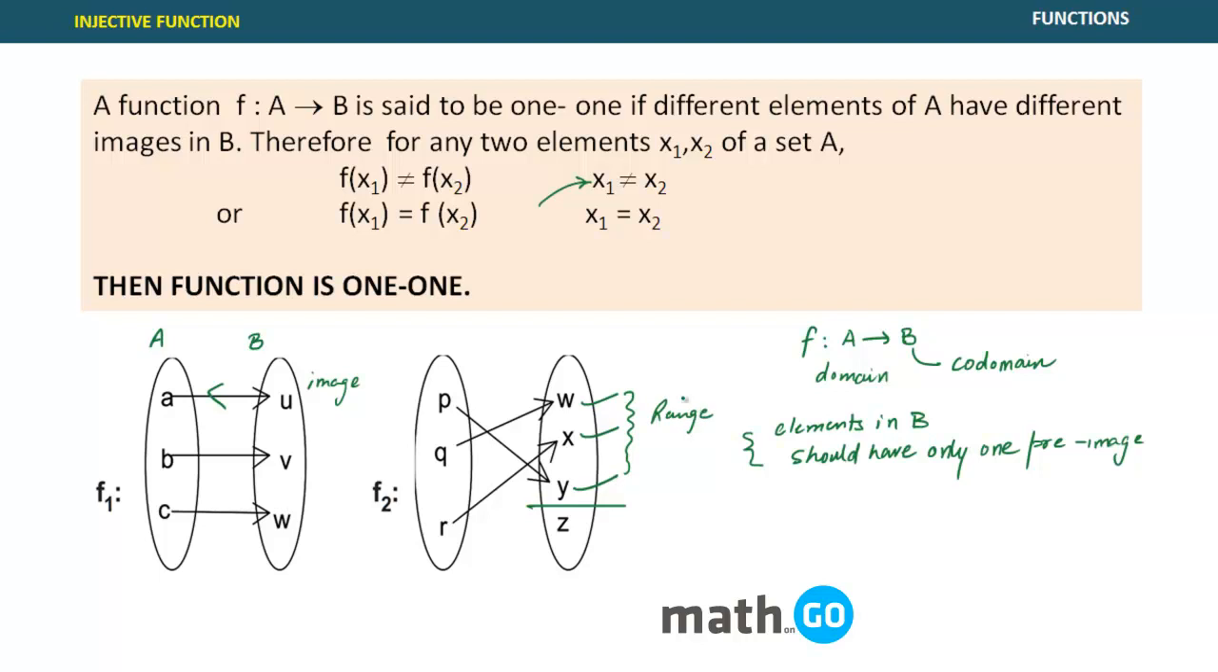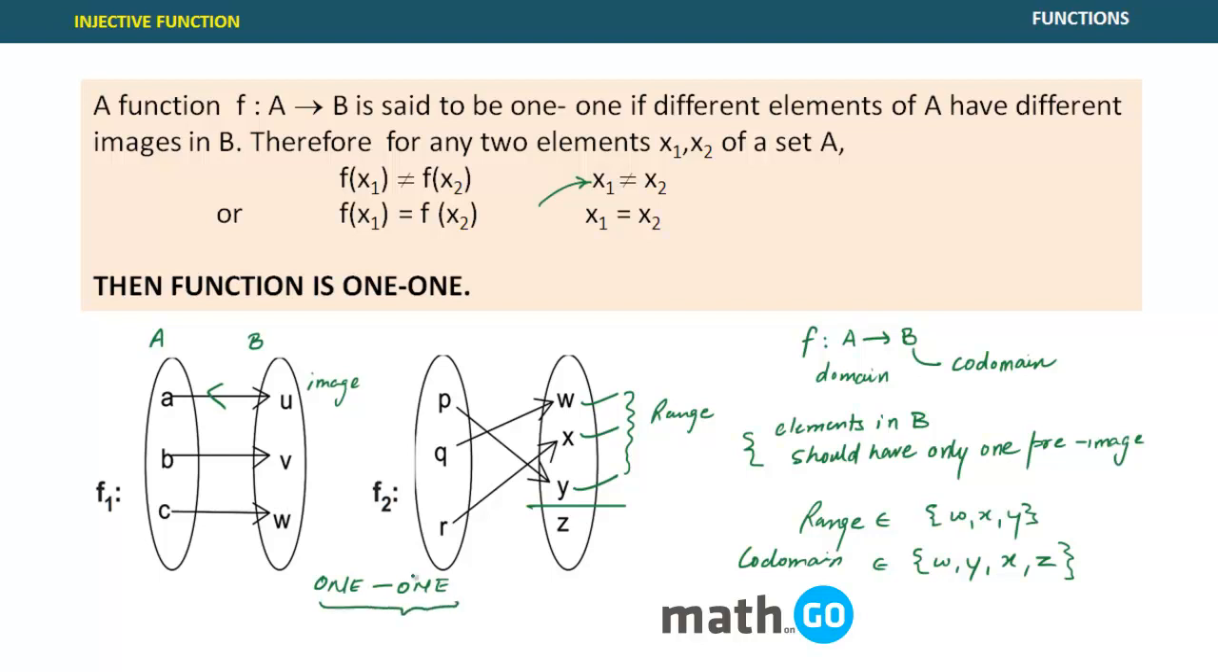We'll talk about this much more in the onto function. So these three values are the range. That is, if I have to talk about range, the range of this particular function is nothing but W, X, Y, whereas the codomain is the entire set, right? So you'll add W, Y, X, Z. So all these four are in the codomain. So W has only one preimage, X has only one preimage, Y has only one preimage, no problems. Both the functions are one-one functions.